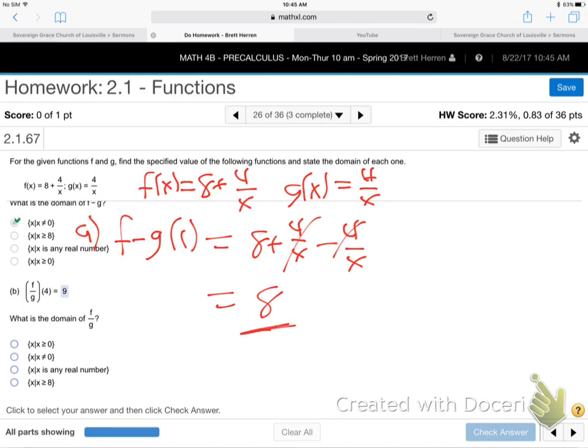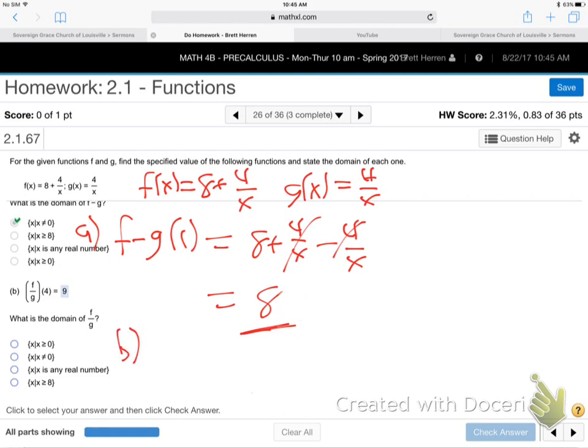That was the answer to part A. It's just 8. That okay so far? I just subtracted f minus g. Got 8. Didn't even have to plug in the 1. If there was an x left, I would have plugged in the 1, but the x went away.